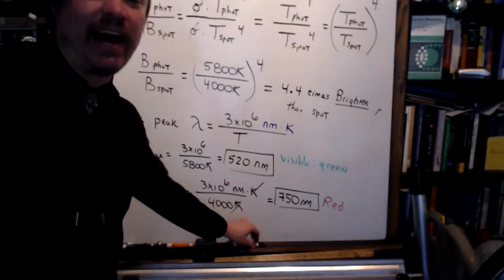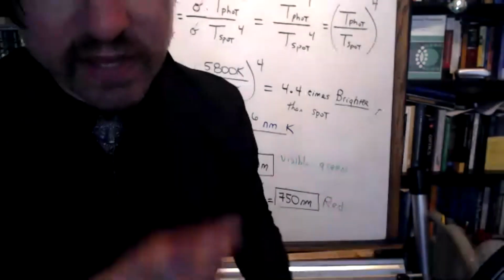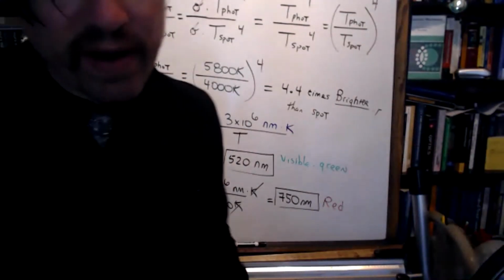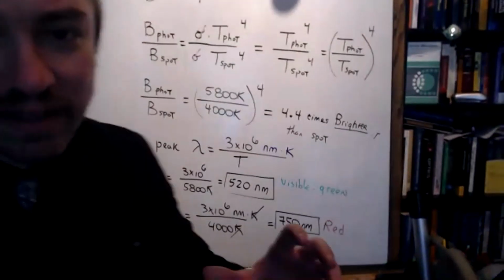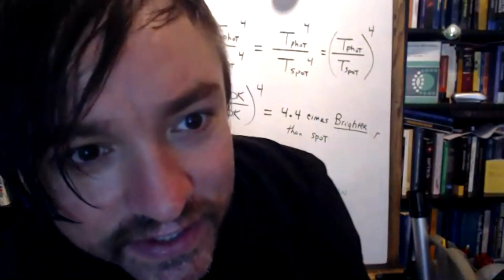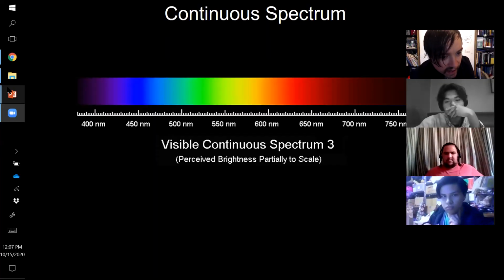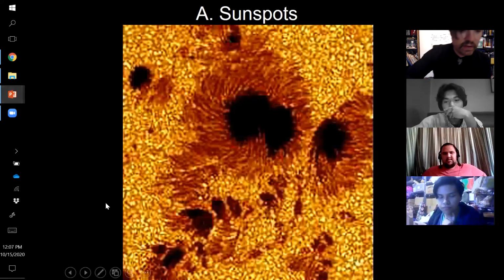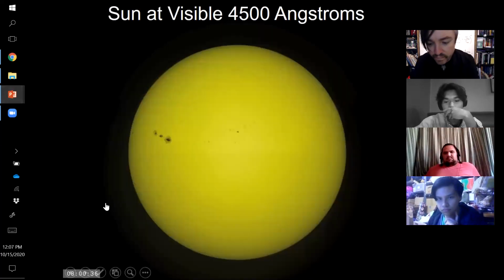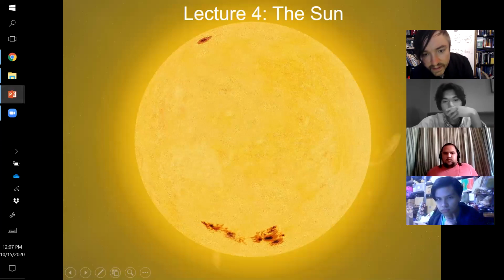That took a little bit of time, but I'm building up towards a legendary question. A question that astronomy professors love to ask of their students. I want you to think about everything you just learned about the 4.4 times brightness. I want you to think about the green versus the red. And I want you to look at a picture of the sun with sunspots. Let's go to slide 3.